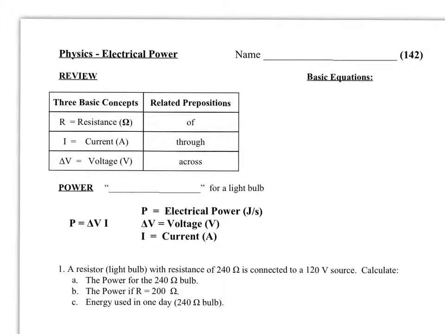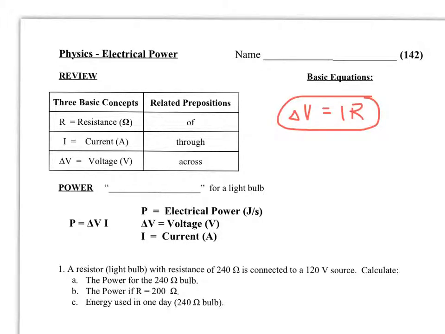First, reviewing our basic equation, and that is delta V, or just V, equals IR, sometimes called Ohm's law, where V is voltage, or delta V is voltage, potential difference, I is current, and R is resistance.